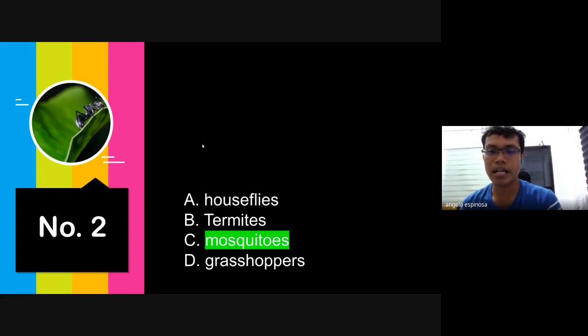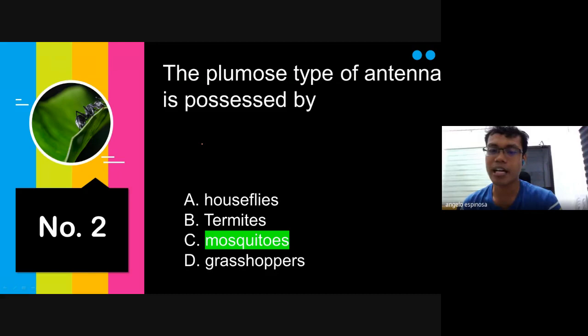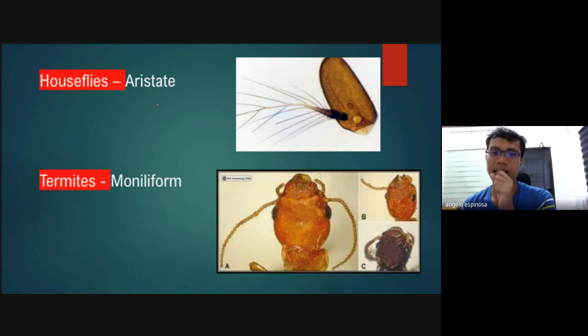Okay, alam naman natin yung pag-plumose type, no? Kaya sa mosquitoes, para siyang isang feather dust, yung sa window na ginagamit natin na panglinis. So let's see what plumose looks like. Sa houseflies, ang kanilang antennae type ay aristate. So ito yung forma ng isang aristate. Para siyang grass as you can see, right?